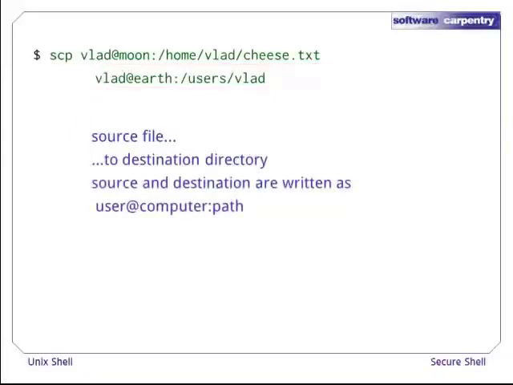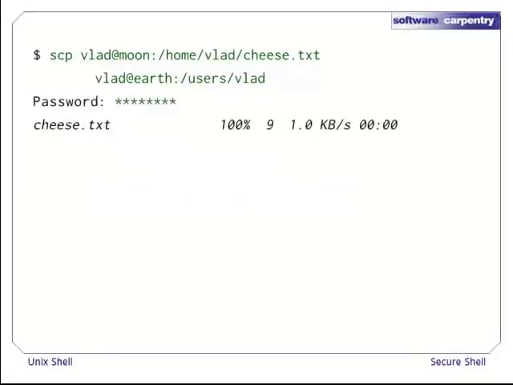When specifying the source and destination, we write the username, @, the name of the computer, colon, then the path of the file or directory. If either the source or destination is on a remote computer, then we have to type the password for the user accounts that are being used to make the connection. Secure Copy may also give us feedback on the progress of our transfer.